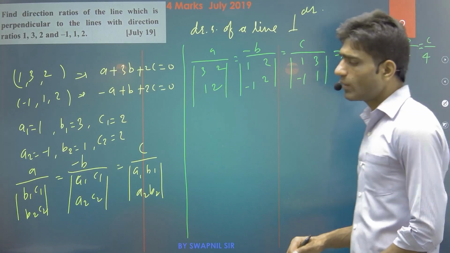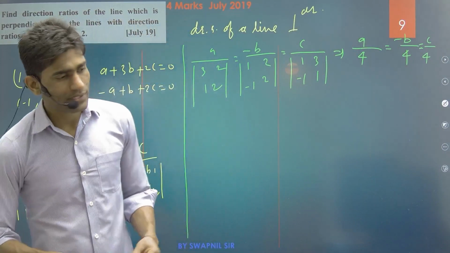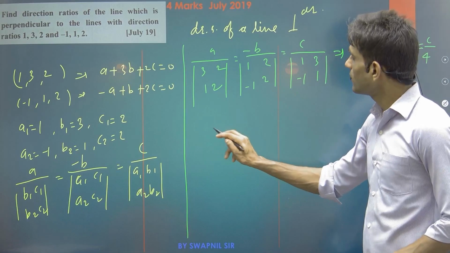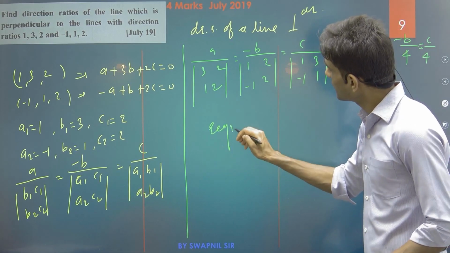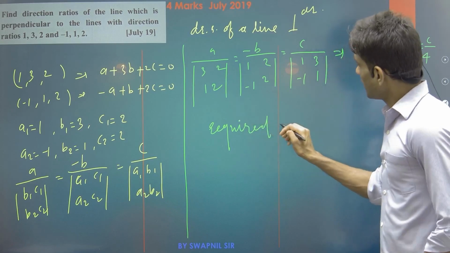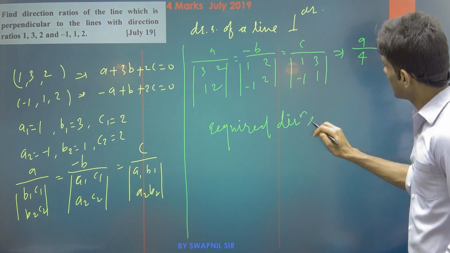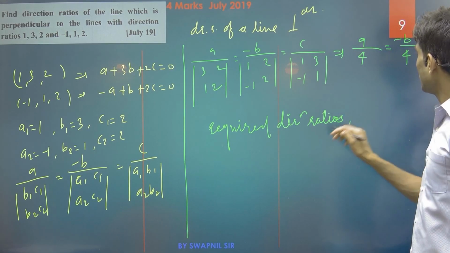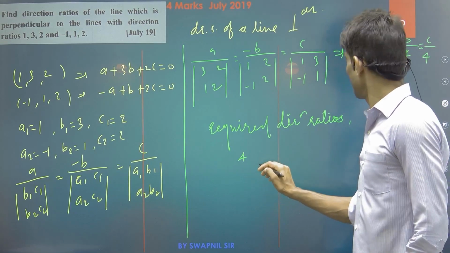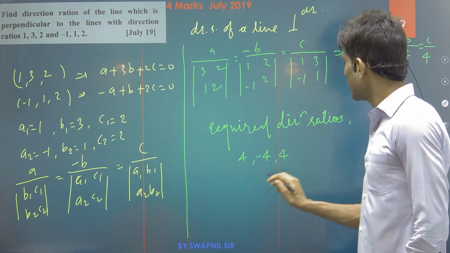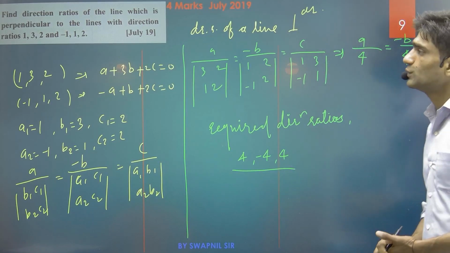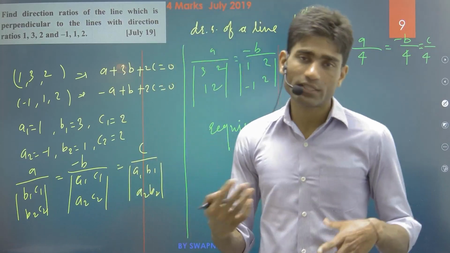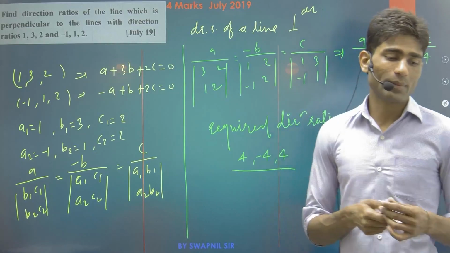So our required direction ratios for our given perpendicular line are 4, minus 4 and 4. These three are the required direction ratios for our given line. So that's it we want in our example. I'm expecting that you all have understood this solution. Nothing is difficult here. A similar type of example I already explained.